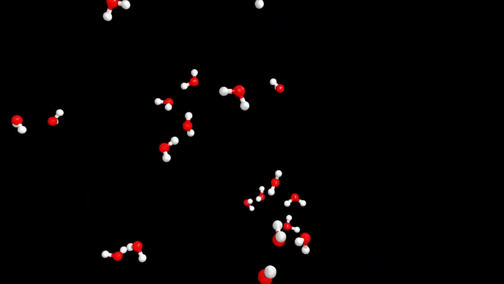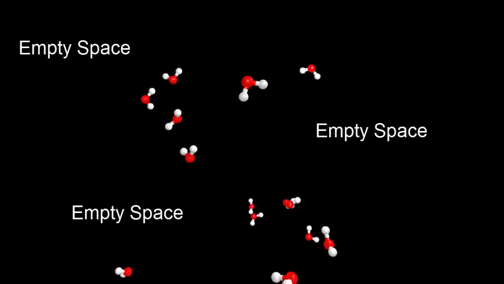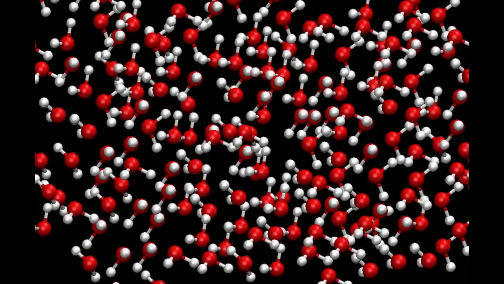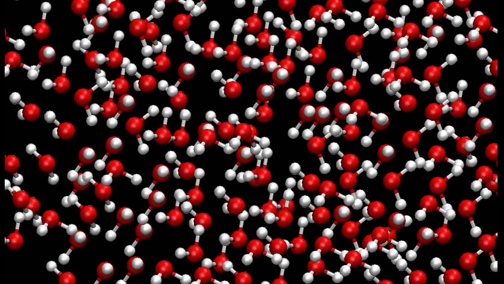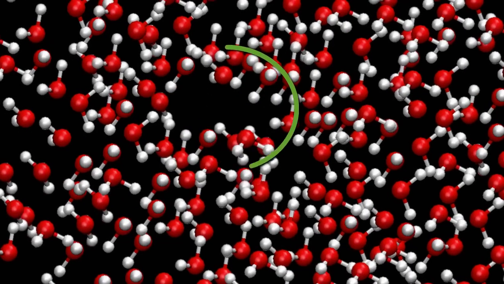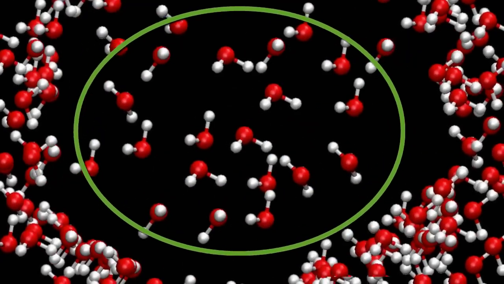Note that there's nothing between the atoms here. The black is empty space. To understand why bubbles form during boiling, imagine a group of water molecules, and as you add heat, some of them spread out and form a gas, water vapor.